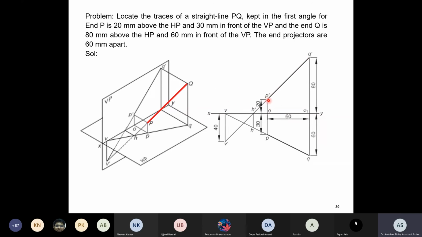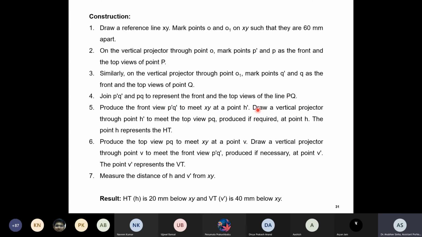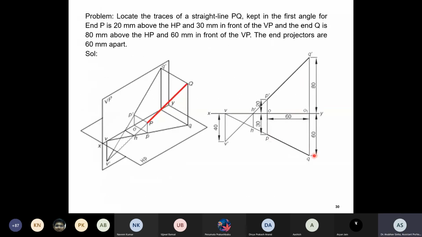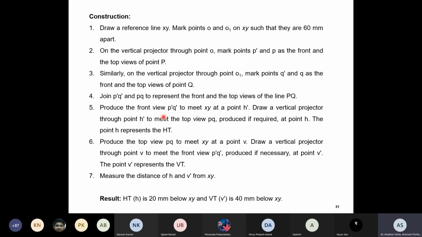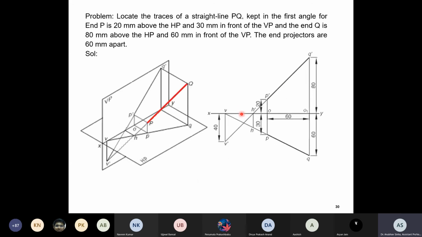Now we will try to extend this line so that it meets the vertical and horizontal planes. So we'll mark Q dash and Q. These are the projections of this line PQ on the vertical and horizontal planes. That is quite straightforward. Now you will join P dash Q dash and PQ to represent the line. Produce the front view P dash Q dash to meet XY at point H. This is what we have done till now.